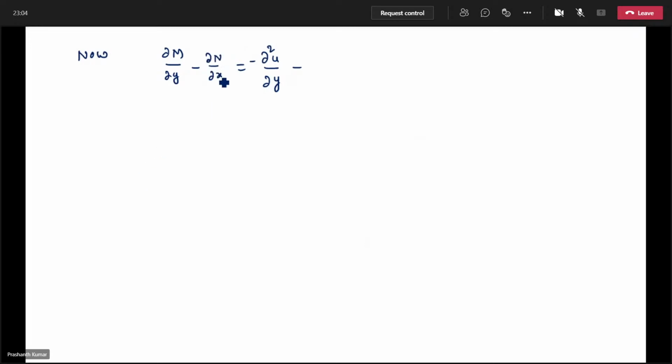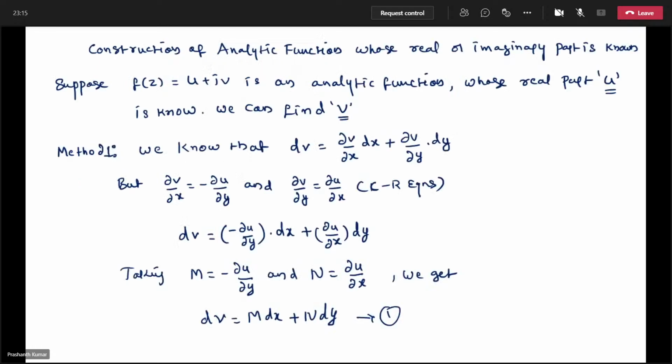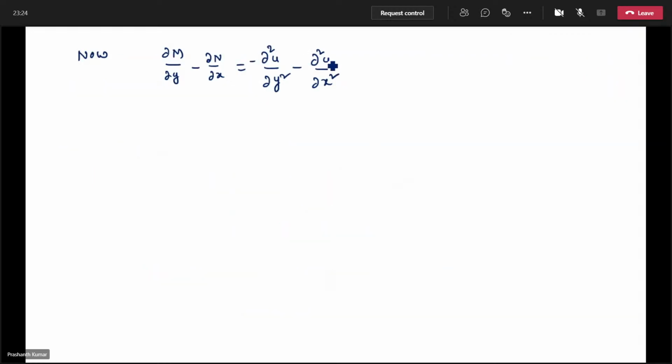What is dou N by dou x? Dou N by dou x means dou square u by dou x square. This is the answer. N is equal to dou u by dou x. Therefore, again differentiating this one, I will get dou square v. So this is equal to minus del square u.